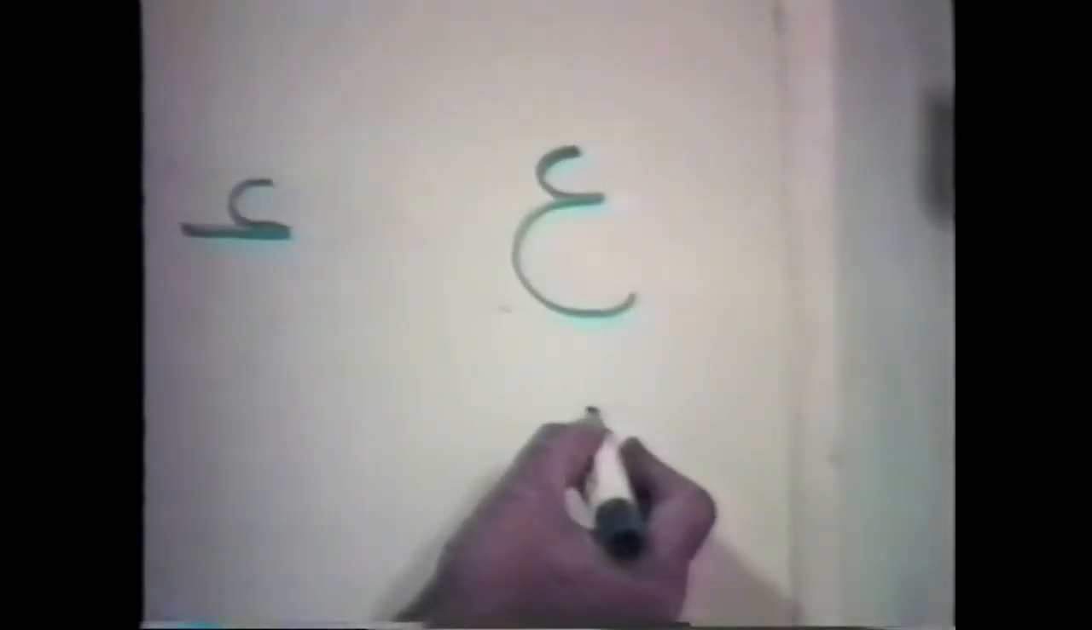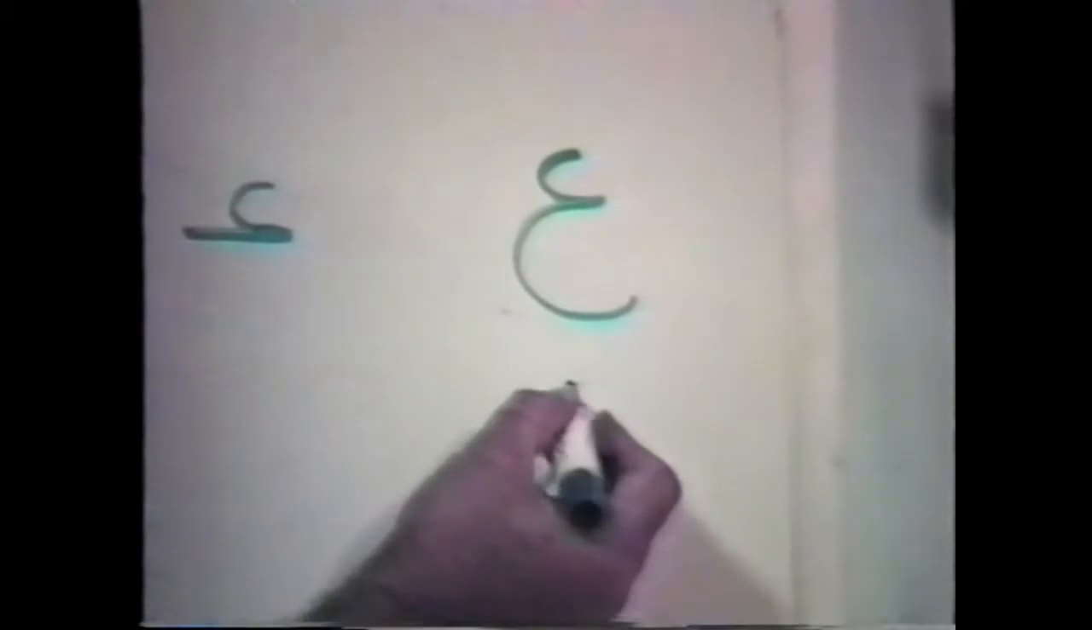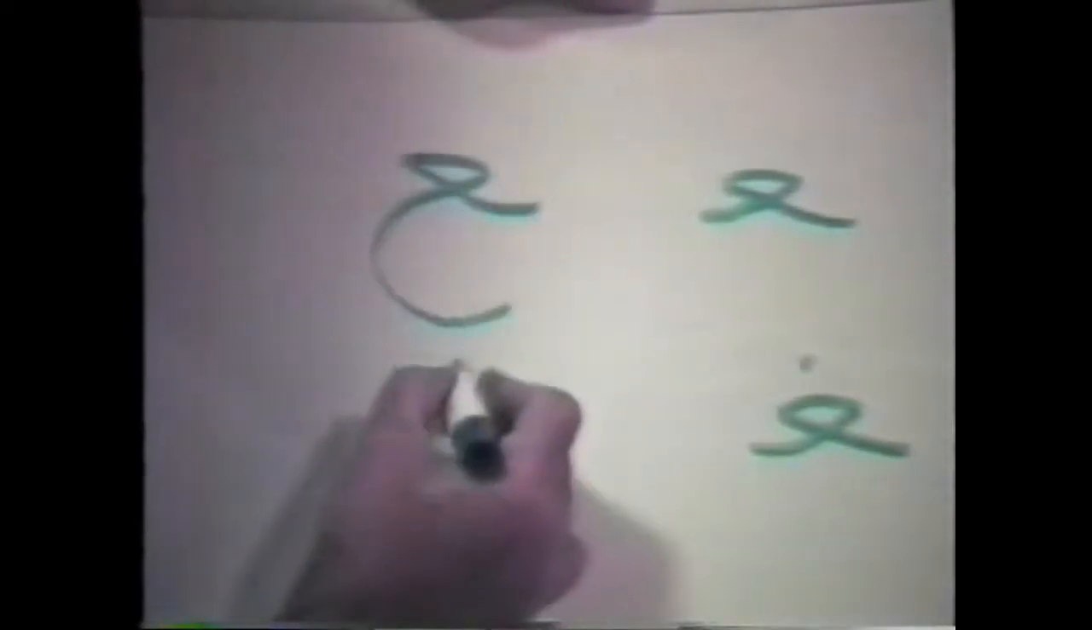Next is the letter Gha. This sounds like the French R. Gha. At the beginning, it's exactly the same as the Ain, except it has the dot on top of it. This is the letter Ain, and this is the letter Ghain. Ain and Ghain. The next letter is Fa.